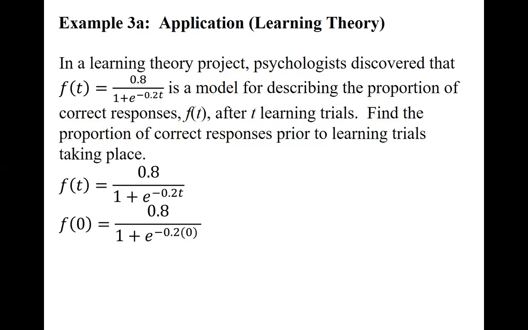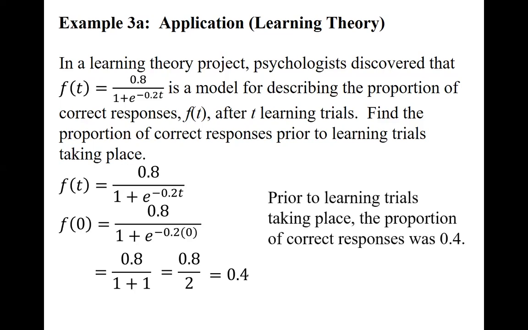How do we evaluate this? Well, let's take care of the exponent first. Negative 0.2 times 0 is 0. Anything to the 0 power is 1, so e to the 0 is 1. 1 plus 1 is 2. So 0.8 divided by 2, which is 0.4. So prior to learning trials taking place, the proportion of correct responses was 0.4, 4 in 10, 40%.